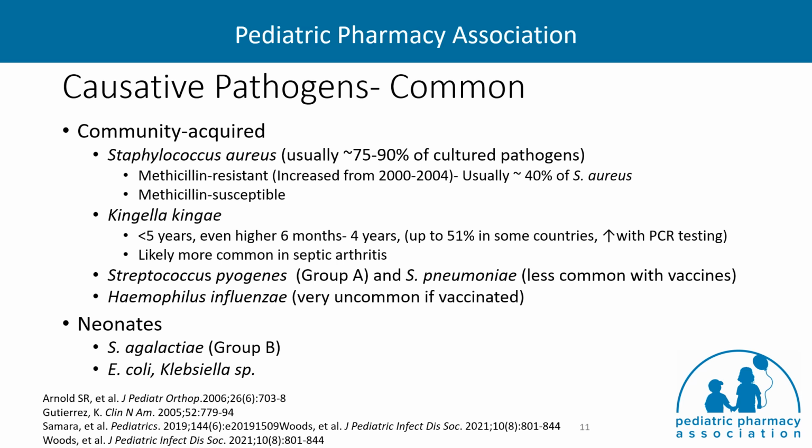Other possible causes, group A strep or Strep pneumoniae, although that's a lot less common since the Prevnar vaccines have come out. Haemophilus influenzae, if you go back decades in the literature, you're going to see that, but it's a lot more uncommon now due to vaccines in most countries. In the neonates, you may see GBS or E. coli and Klebsiella species as possible pathogens, but outside of the neonatal period, they're not really that commonly pathogenic.